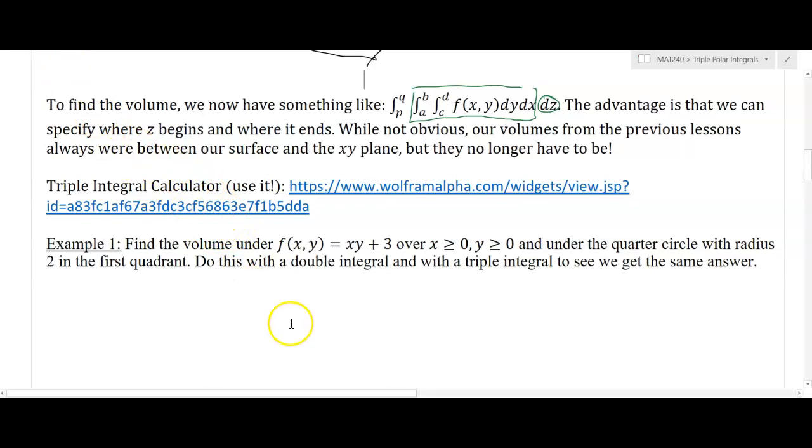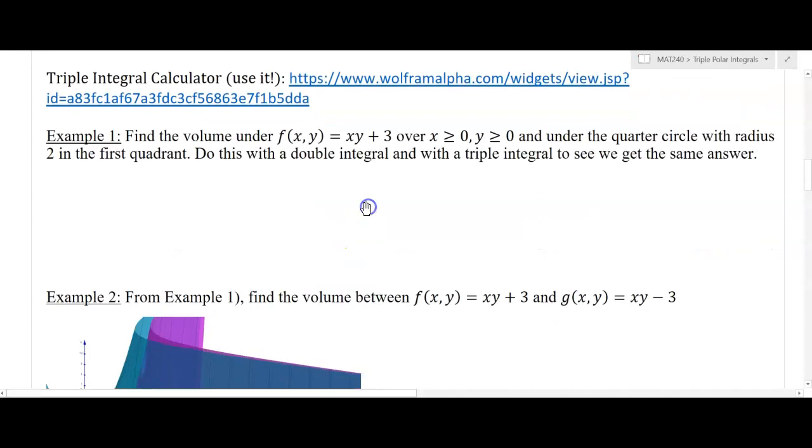So find the volume under the surface f(x,y) equals xy plus 3, over x greater than or equal to 0, y greater than or equal to 0, and under the quarter circle with radius 2 in the first quadrant. Do this with a double integral and with a triple integral to see we get the same answer.